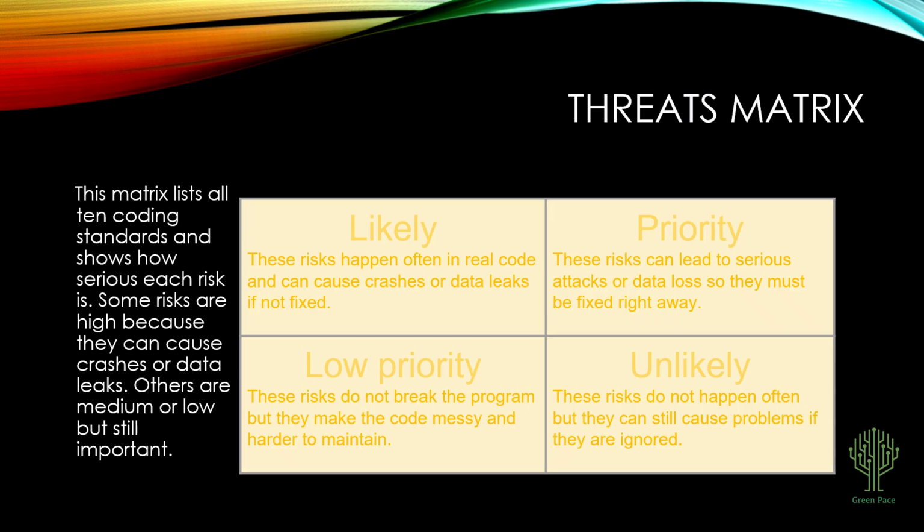This slide presents a threats matrix showing the severity and likelihood of different coding risks. It explains which risks are high priority, which are common, which are low impact, but still important for the code quality.